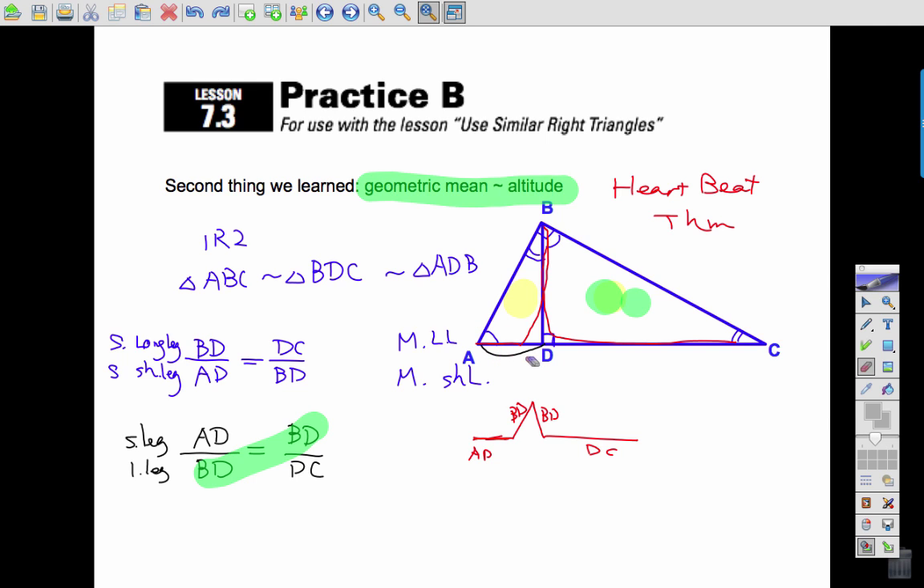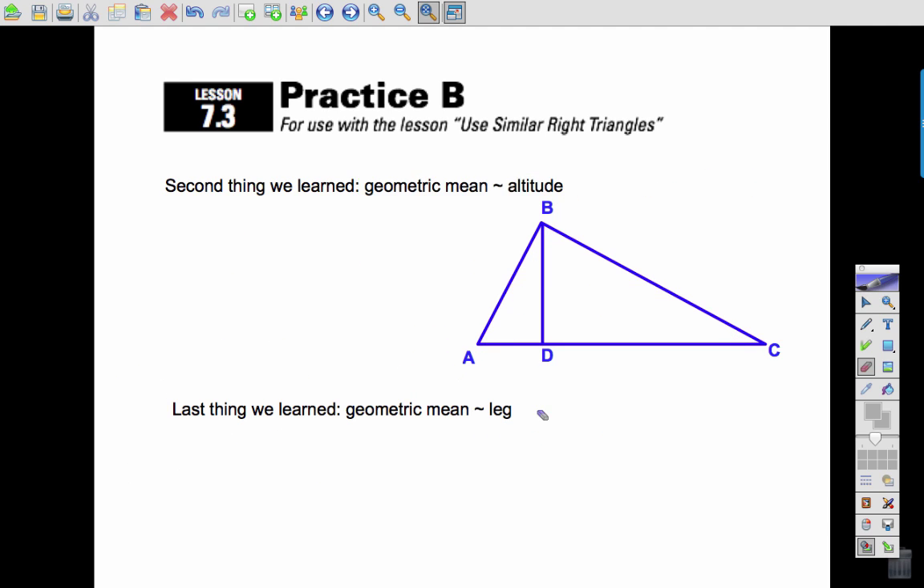But this is what Mr. Stanton says, that as you can see, this is where the geometric mean comes into play for the altitude. In this heartbeat, you have to go AD over BD, then BD over DC, and they equal each other. The altitude is repeated, and therefore that's your geometric mean there.